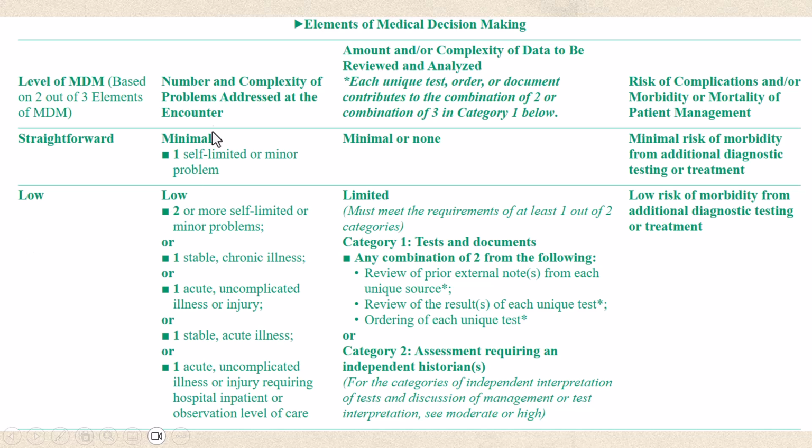Low is where the number and complexity of problems is low, that is 2 or more self-limited or minor problems, or one stable chronic illness, or one acute uncomplicated illness or injury, or one stable acute illness. Amount and complexity of data is limited. For example, category 1 tests and documents, any combination of two from the following. So you have to read these things and you have to be thorough with this. And the risk of complication is low risk of morbidity from additional diagnostic testing or treatment.